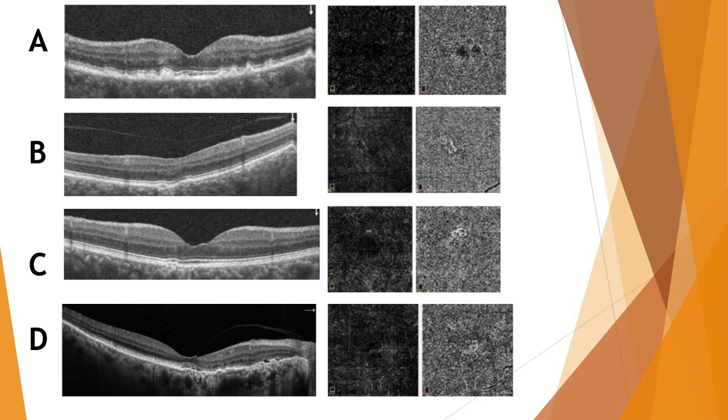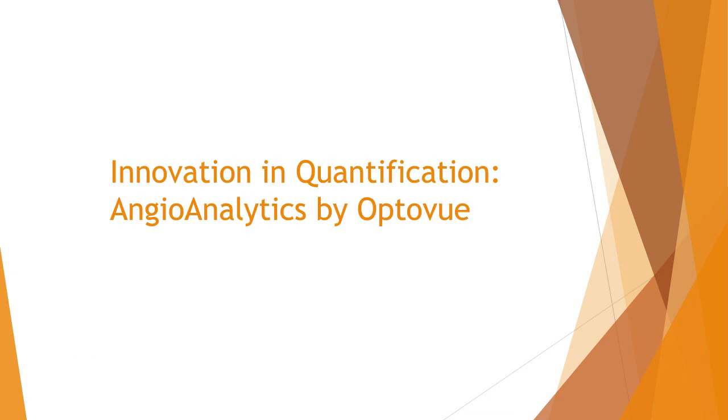I'm going to spend the last minute or two here just going over the final features of the AngioAnalytics program that I started to talk about at the beginning. We mentioned with CNVs how you can outline the lesion and monitor it over time with the trend analysis, but the analytics program also has amazing features for diseases like diabetes and other microvascular disease.